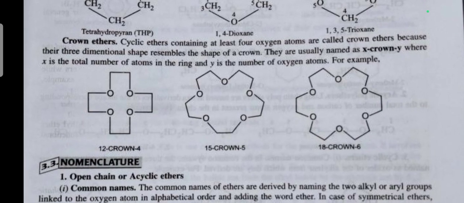Crown ethers. Cyclic ethers containing at least 4 oxygen atoms are called crown ethers because their three-dimensional shape resembles the shape of a crown. They are usually named as X-crown-Y, where X is the number of atoms in the ring and Y is the number of oxygen atoms. For example, 12-crown-4, 15-crown-5, 18-crown-6.